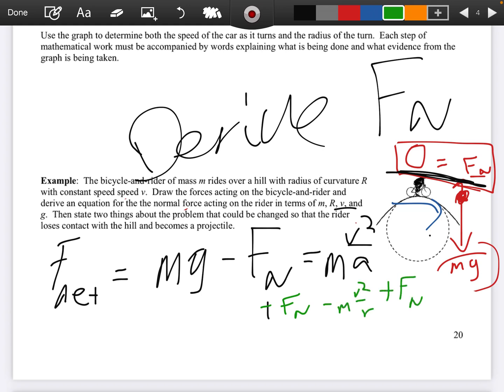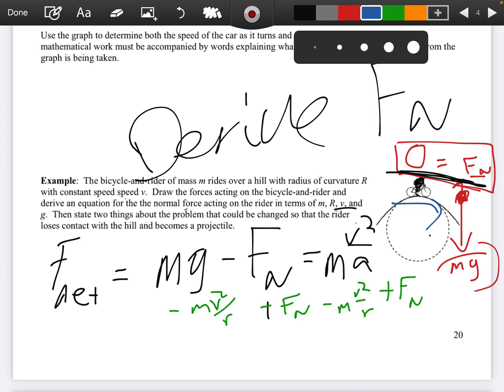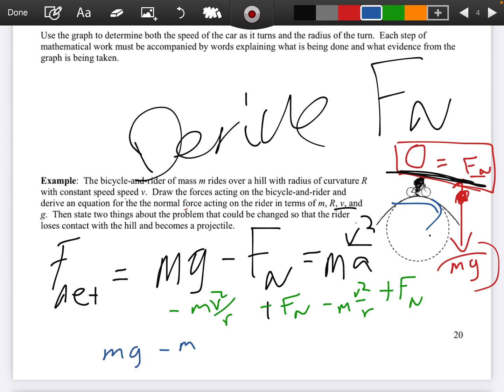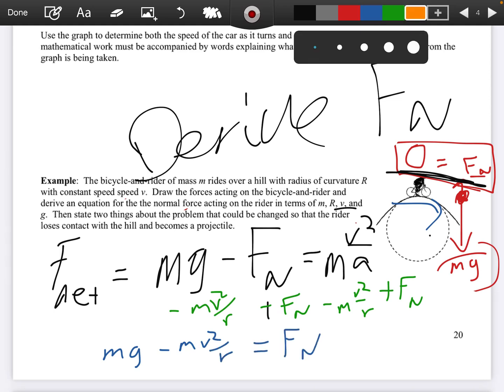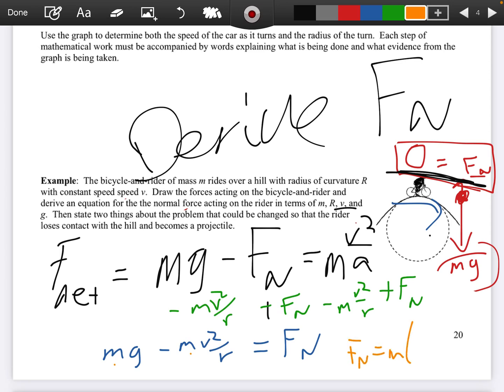Next step, subtracting mv squared over r from each side. And I get mg minus mv squared over r equals Fn. And then for my final step, I'm going to pull out the common m's from each of these two terms. So I get Fn equals m times g minus v squared over r. Step 1, step 2, step 3. That's deriving.